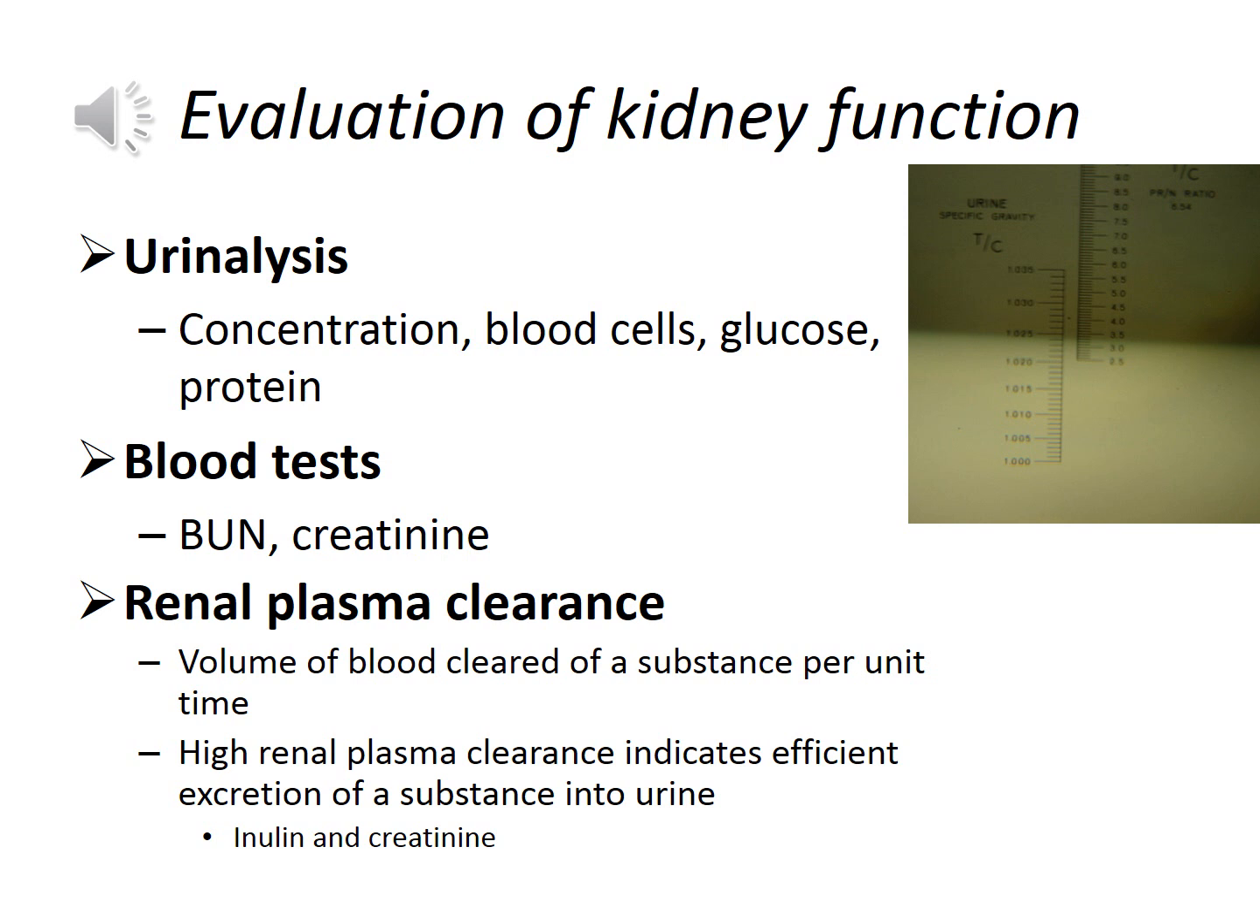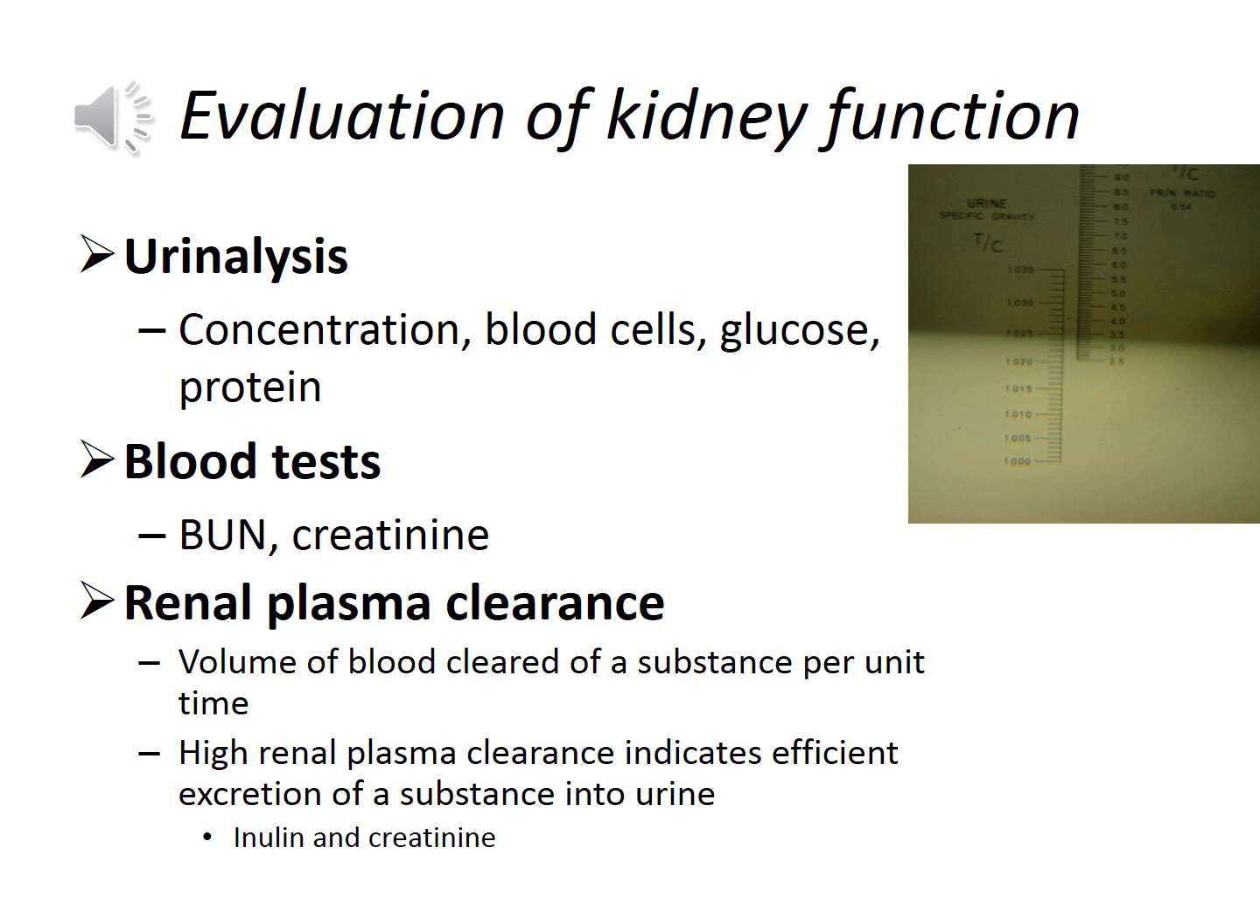The other thing we look at is our blood tests. During a chemistry profile, there's a couple of things we look for in blood. One is our urea nitrogen, or blood urea nitrogen, BUN. That's a byproduct of protein metabolism, and urea is excreted in the urine. That's how we get rid of our nitrogenous waste product.